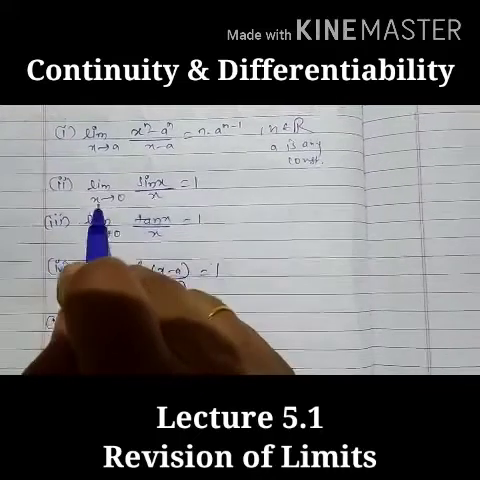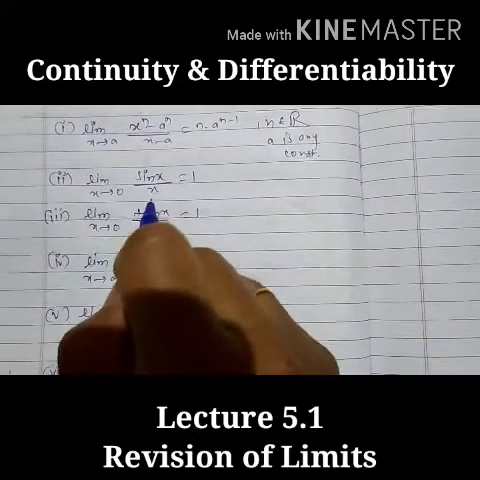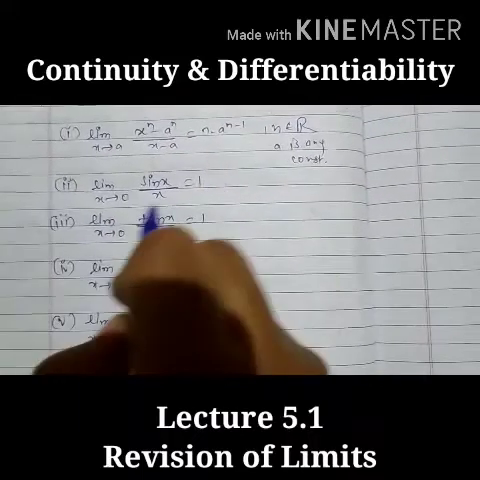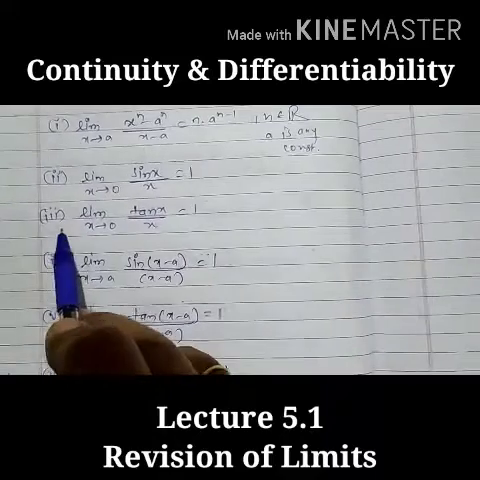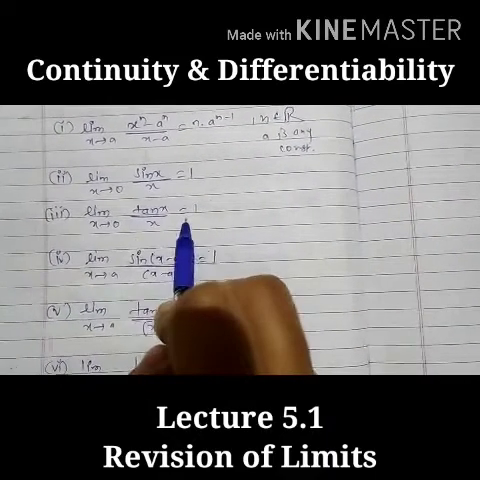Second one, limit as x tends to 0 of sin x upon x, that is equal to 1. We have seen this proof, students. Last year we have seen this. Third one, limit as x tends to 0, tan x upon x equals 1.